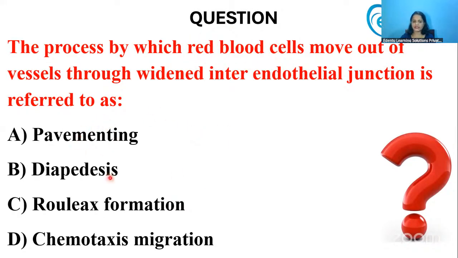Pavementing and chemotaxis migration, both these terms are associated with neutrophils only. Diapedesis and rouleau formation are mostly associated with RBCs. Rouleau formation means the RBCs are getting stacked one above the other like coins. That is what is called rouleau formation. So the remaining option that is left is diapedesis only.